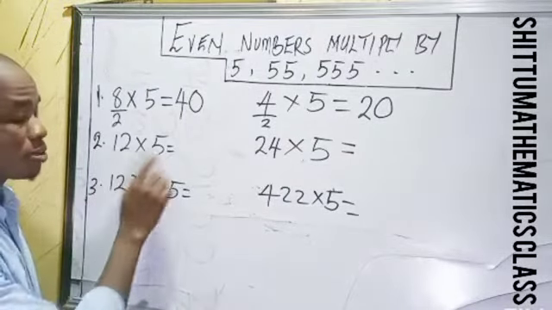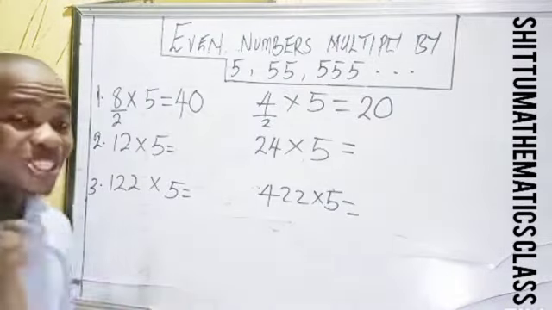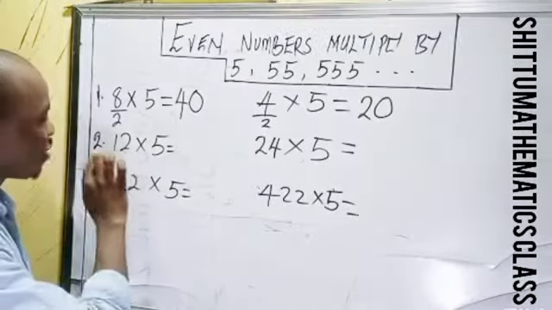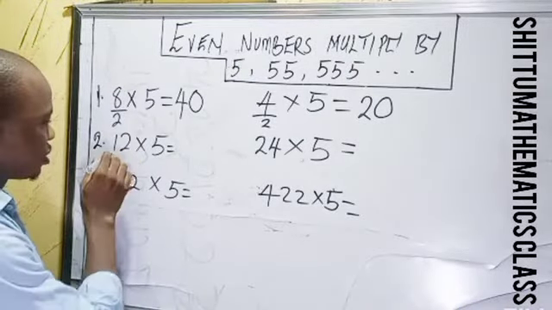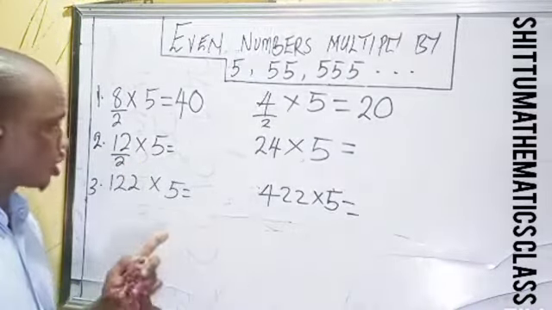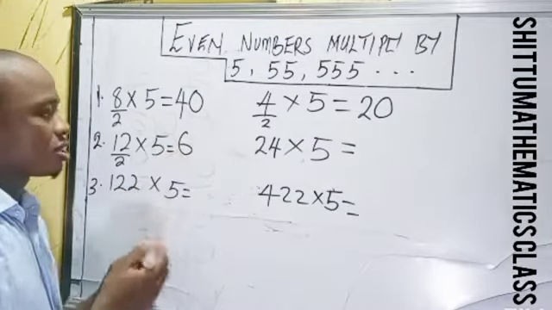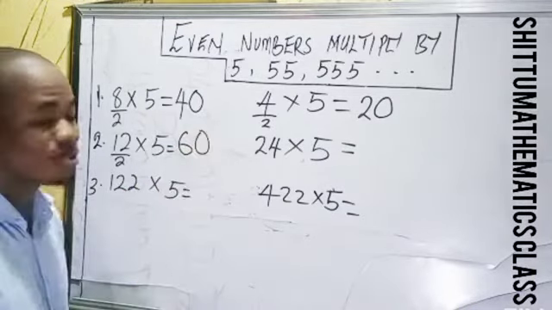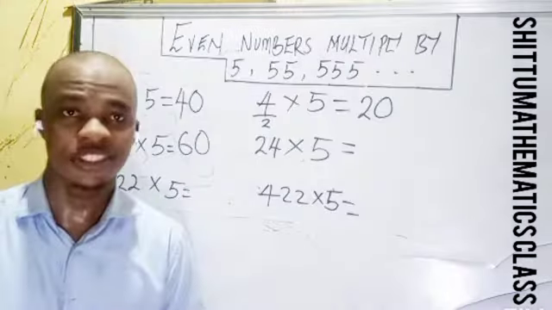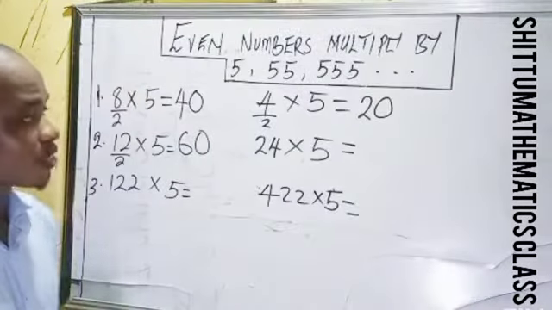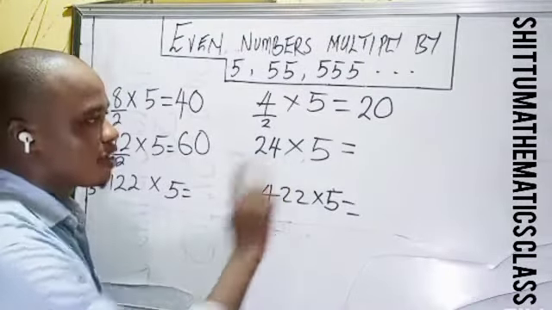We have 12 multiplied by 5. The same thing we are going to do. We have 12. Divide 12 by 2. Okay? We have 6. Then add 0. We have what? 12 multiplied by 5 is 60. Then we have 24 multiplied by 5.